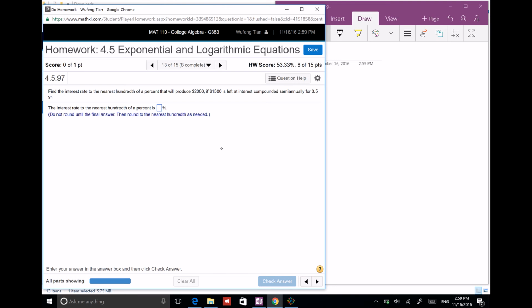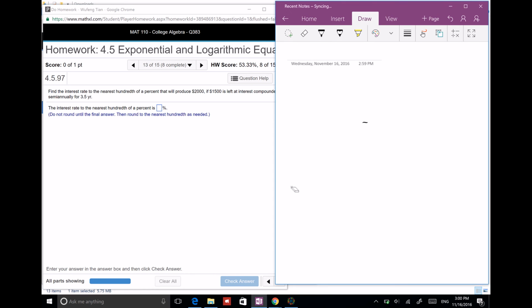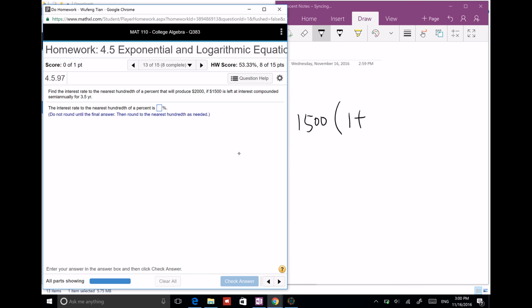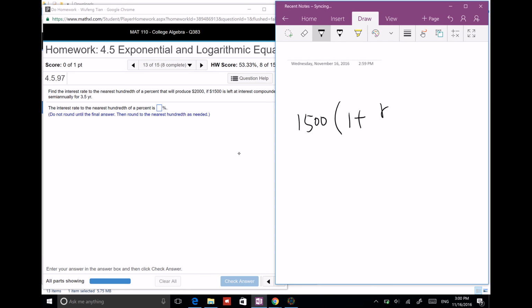Okay, so find the interest rate to the nearest 100% that produced 2000 from 1500 at interest compounded semi-annually for 3.5 years. Alright, so 1500 compound interest for 3.5 years. We don't know the interest rate. So we've got 1500 times 1 plus R over 2 because semi-annually. 3.5 years, you have twice a year, so it's that equals 2000.